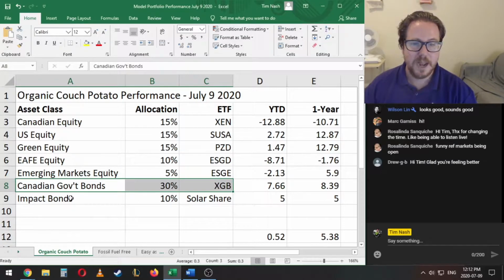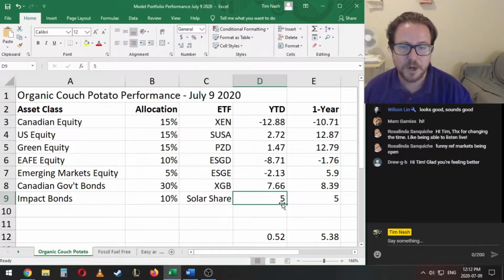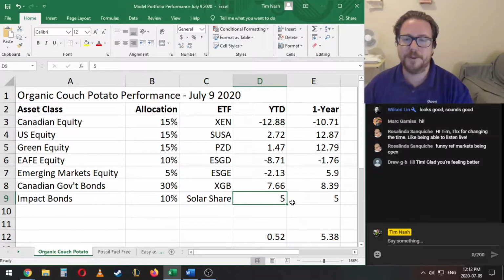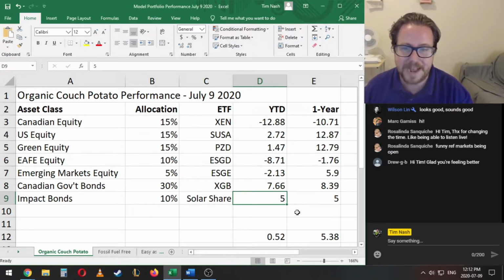so no corporate bonds in here, and that I do have my impact bonds, which I've got solar share bonds. I'm kind of assuming that we got in the old rate, which is 5% a year. Now these are currently being sold for 4% is the new offering this year. So, I could update this and do 4% and kind of show you the impact there.